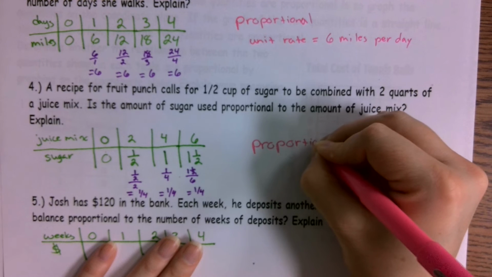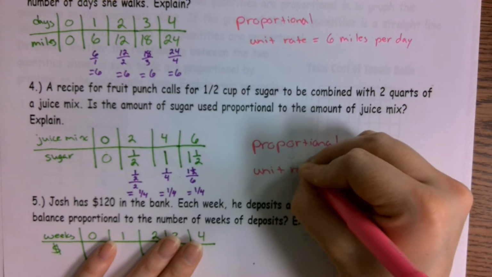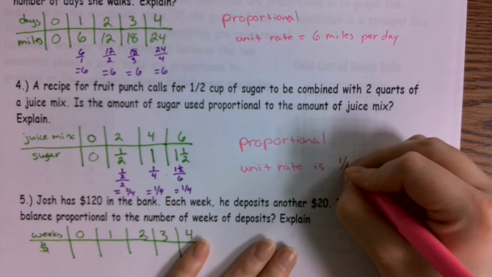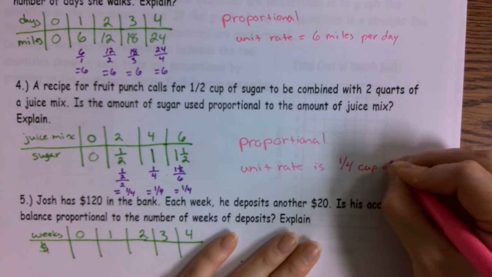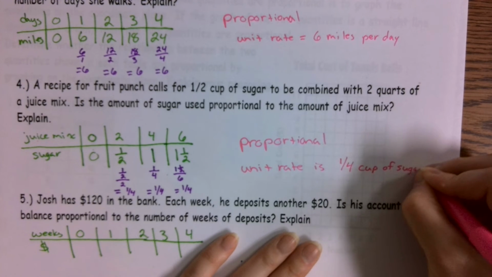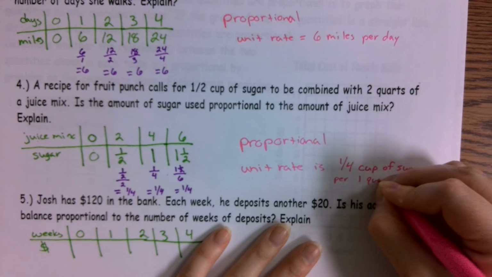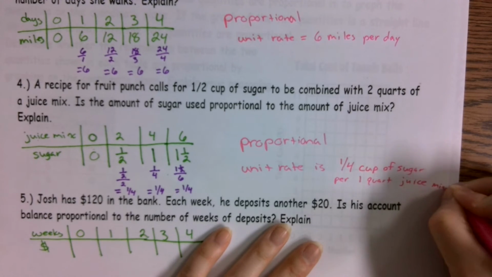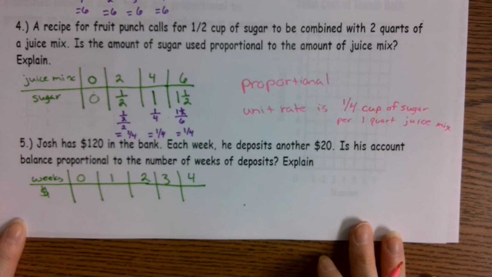It is going to be considered proportional. And the unit rate is 1/4. So 1/4 of a cup of sugar per 1 quart of juice mix. Okay, you always want to make sure you identify what the units are.